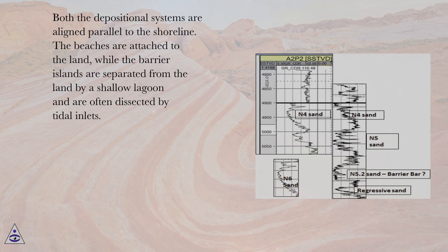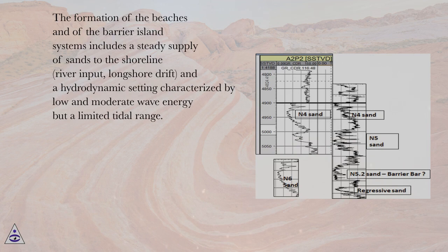The beaches are attached to the land, while the barrier islands are separated from the land by a shallow lagoon and are often dissected by tidal inlets. The formation of the beaches and of the barrier island systems includes a steady supply of sands to the shoreline, river input, longshore drift, and a hydrodynamic setting characterized by low and moderate wave energy but a limited tidal range.